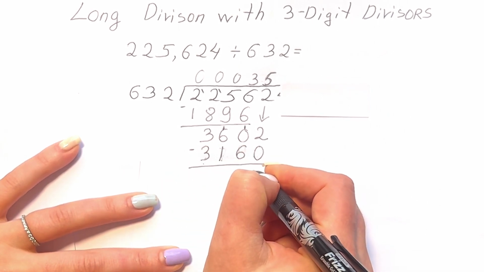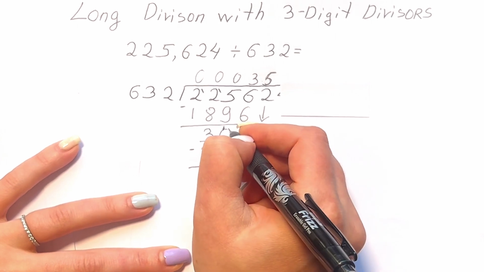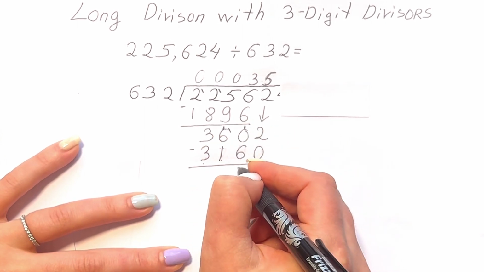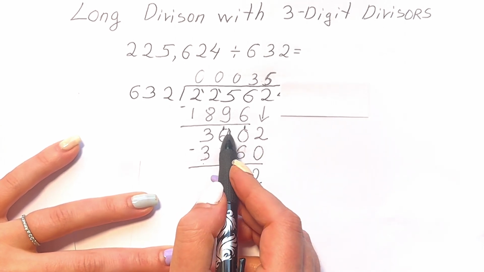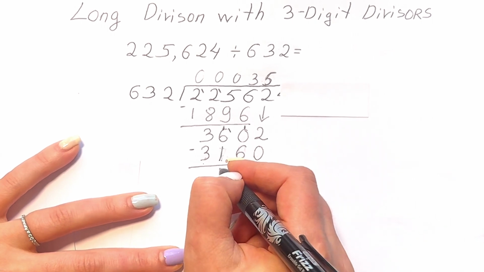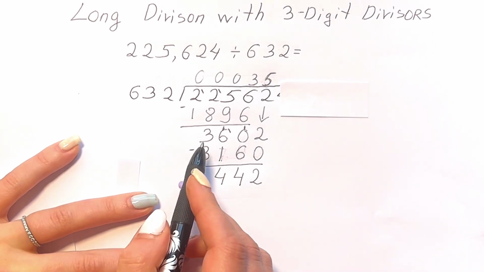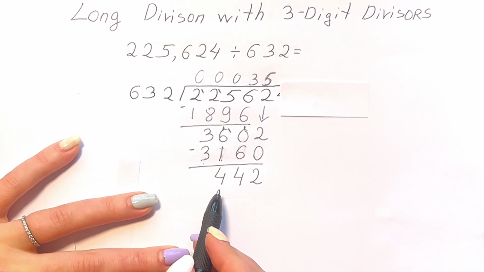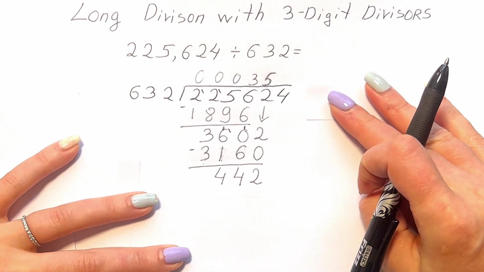2 minus 0 is 2. 0 minus 6, I can't do that. I'm gonna borrow. 10 minus 6 is 4. 6 gonna become 5 because there is a borrowing sign on the top. 5 minus 1 is 4. So 3 minus 3 is 0. The remainder will be 442. Let's bring down the next digit, the last one.